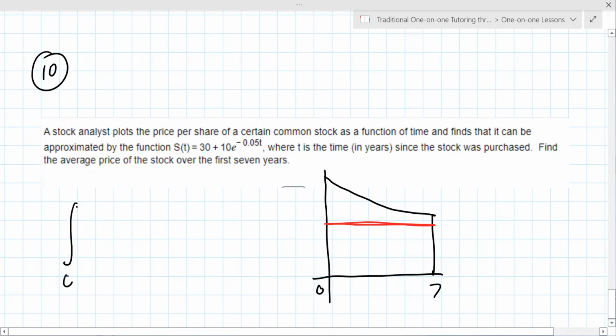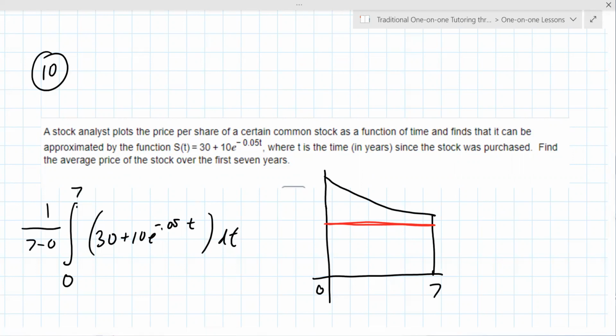But the limits are 1 over 7 minus 0, integral of 30 plus 10 e to the minus 0.05 t dt, and this will give you the value. They probably don't do it in this course, but you can actually do annuity future values with integration, although it's faster to do in Excel, but it's the same idea, like you're compounding over time. But this one's just going right into the calculator again.